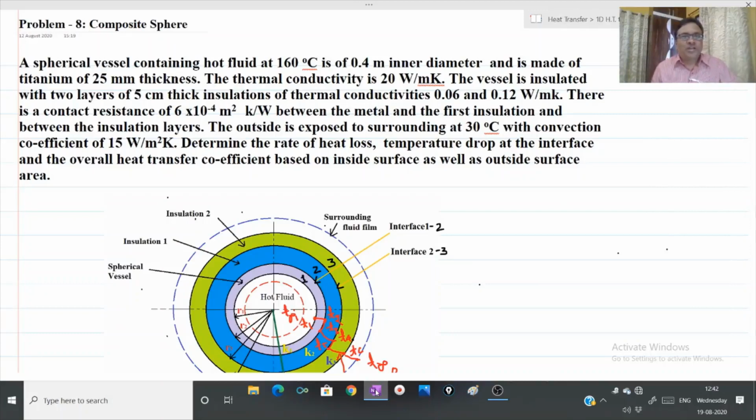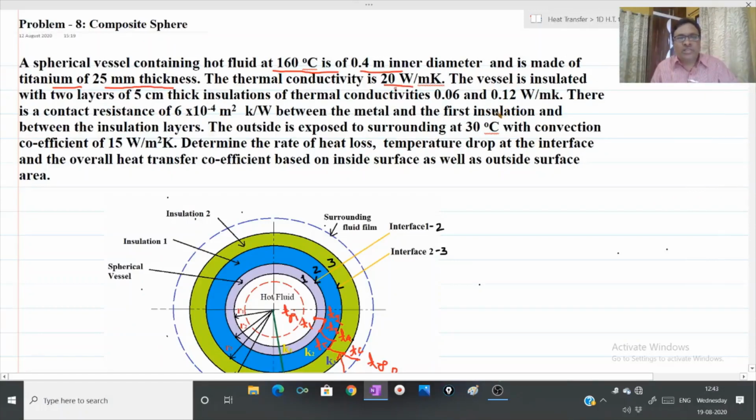Problem 8 on composite sphere. A spherical vessel containing hot fluid at 160 degrees Celsius is of 0.4 meter inner diameter and is made of titanium of 25 thickness. The thermal conductivity is 20 watt per meter Kelvin.